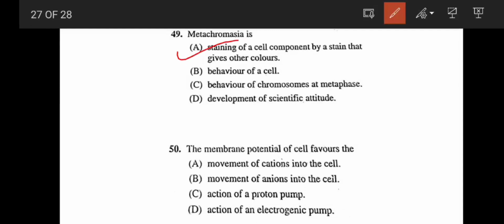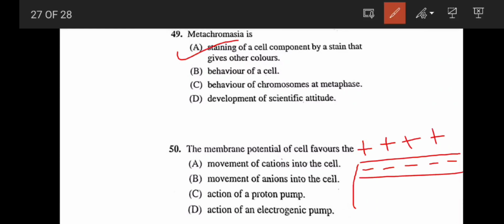Okay, next, the membrane potential of the cell favors the movement of cations into the cell, movement of anions into the cell, action of proton pump or action of the electrogenic pump. See, at resting membrane potential, or at rest, the inside of the cell is negatively charged and outside is positively charged. So obviously the negative charge will attract the positively charged ions or cations inside the cell. So correct answer would be movement of cations into the cell.